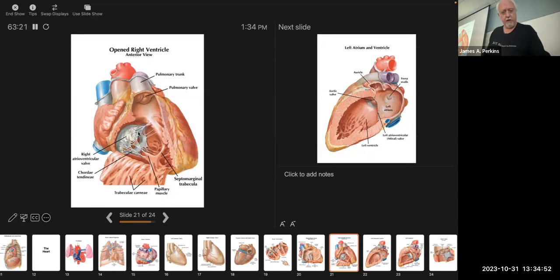One other thing I want to point out here, which I think you'll be able to see in lab, is something called the septomarginal trabecula. This is a very important band of muscle. It gets its name from the fact that it connects the septum, the interventricular septum between the two ventricles, to the margin, which would be the right margin, that lower right-hand edge of the heart. So it's connecting the septum to the right margin.